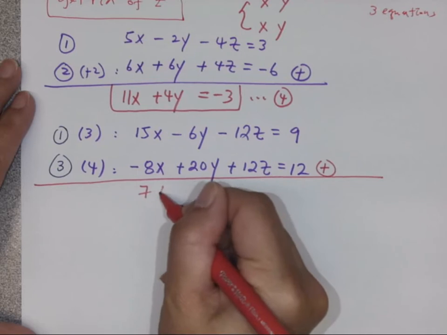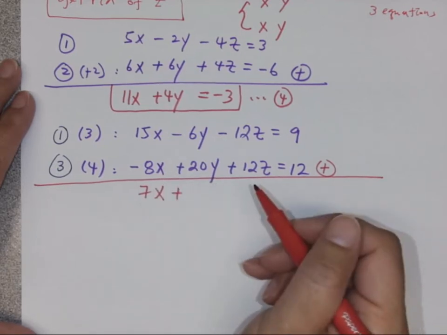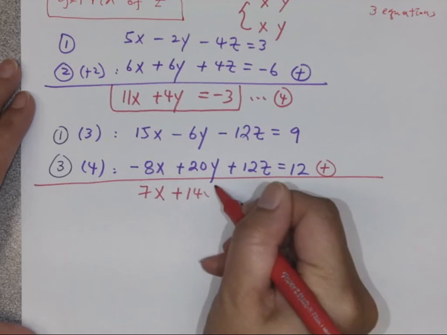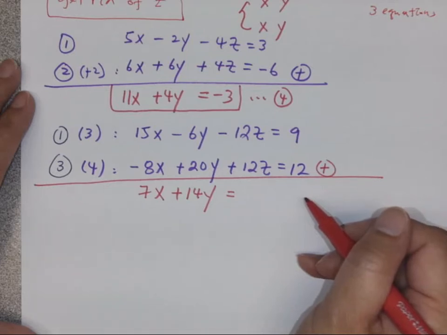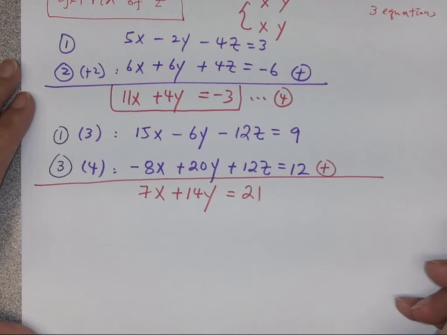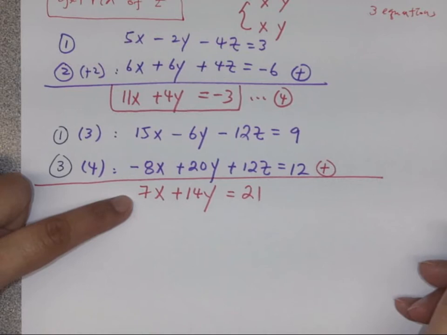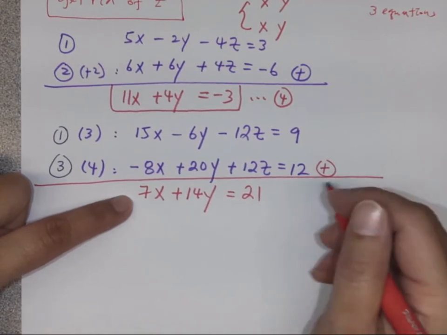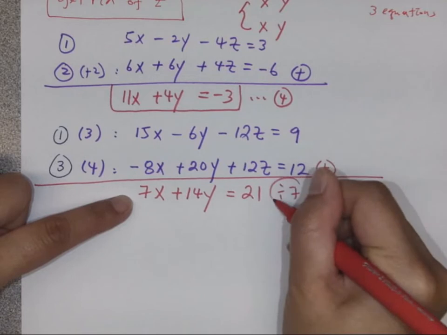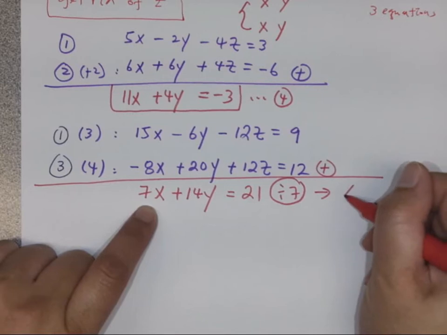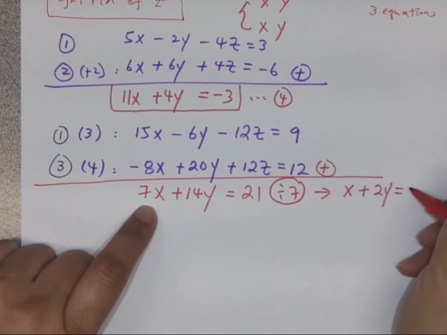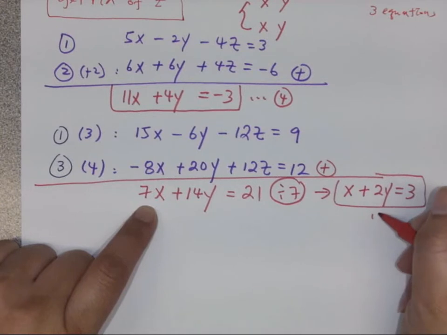7x plus 14y equal to what? Equal to 21. Oh, okay, sorry. I couldn't hear you. It looks like I can simplify this by what? 7. The whole thing can be divided by 7, do we agree? So the numbers can be smaller. So this will turn into what? x plus 2y equals 3. So I'm going to call this equation 5. Are we okay?